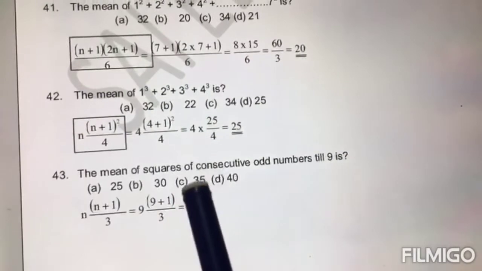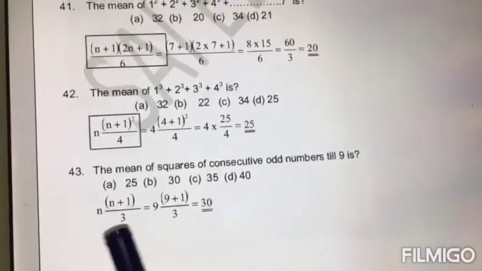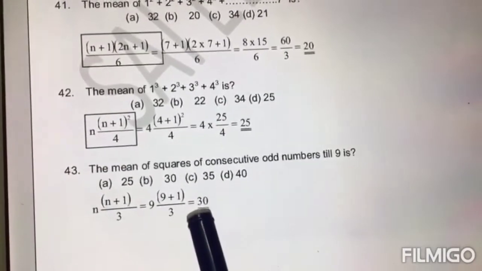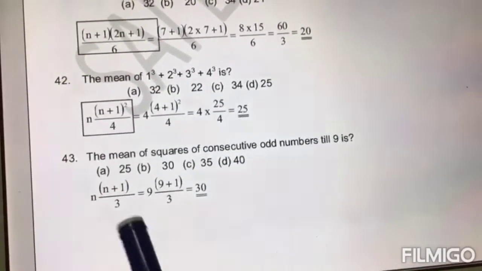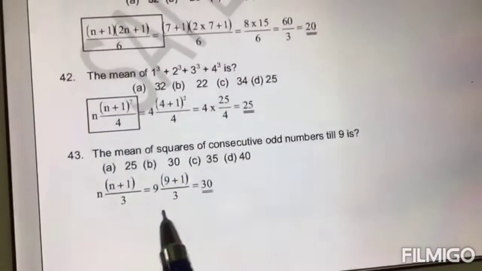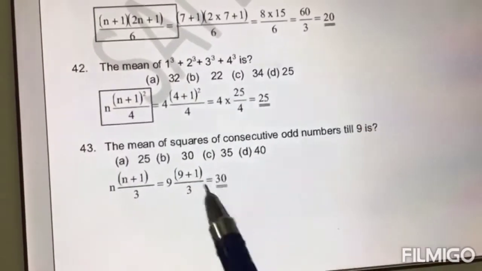Next, the mean of squares of consecutive odd numbers till 9 is what? Use this formula: n times n plus 1 divided by 3, where n is 9, the number of terms. 9 into 9 plus 1 divided by 3 will give you 30.